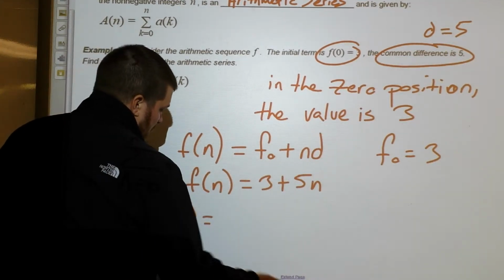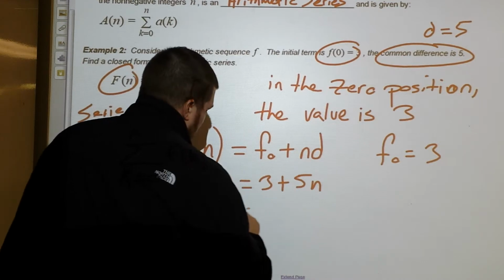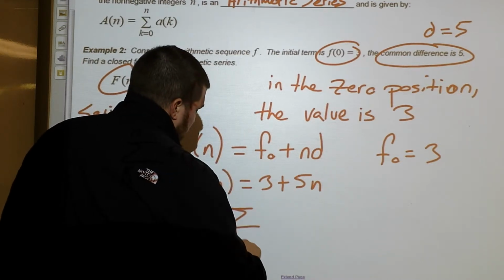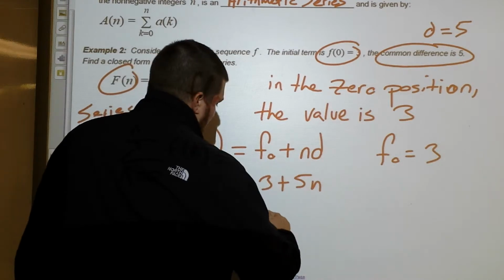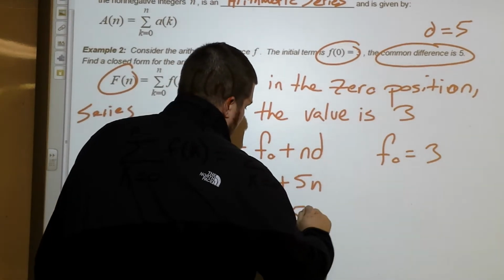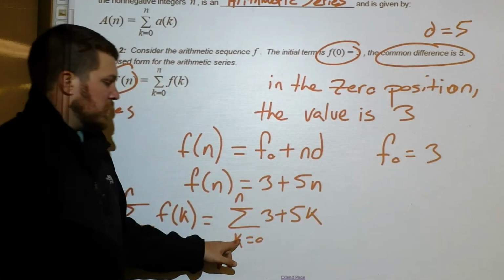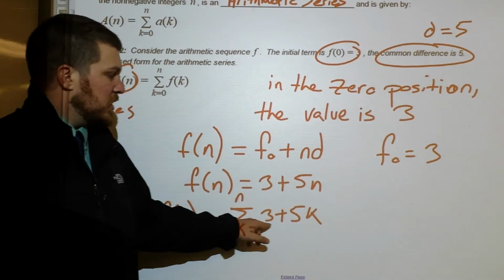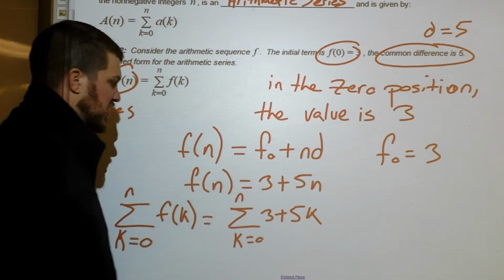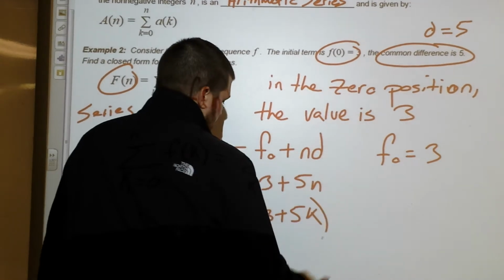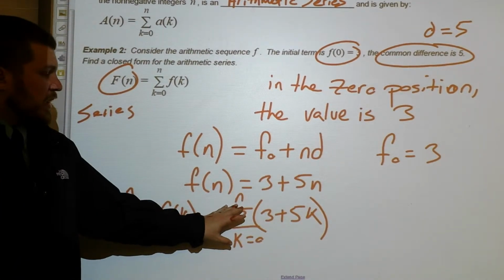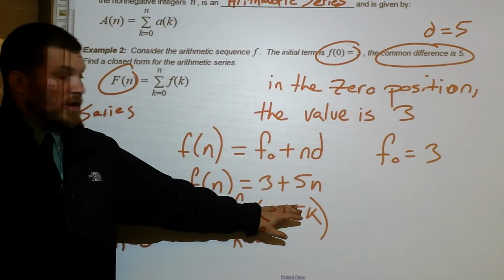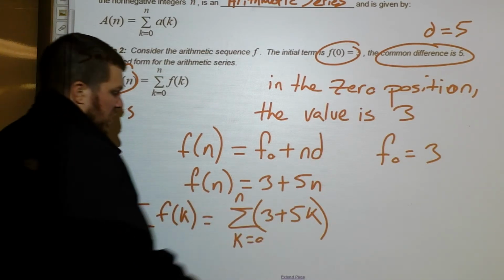That's my fault. So this is equal to sigma from the 0 position to n of 3 plus 5k. And like I said, your variable on the bottom of the sigma must match the variable you're using in your sequence. Okay? No big deal. So essentially what we're finding is we're adding up all the values of our sequence. This is an arithmetic sequence.